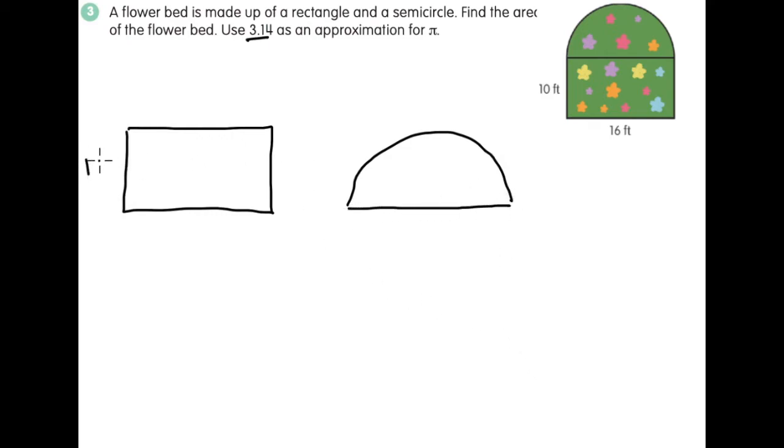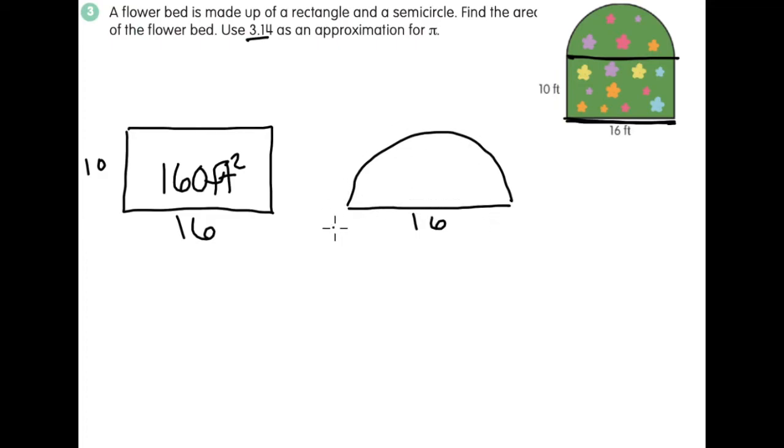Our rectangle dimensions are 10 feet by 16 feet. And because the base here is 16, that means that the diameter of that semicircle is also 16. The area of the rectangle, length times width, 10 times 16 gives us 160 feet squared.